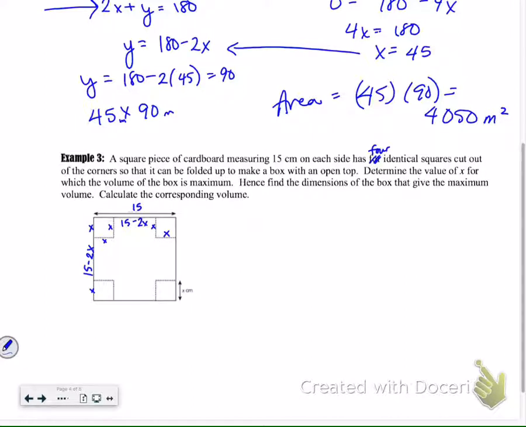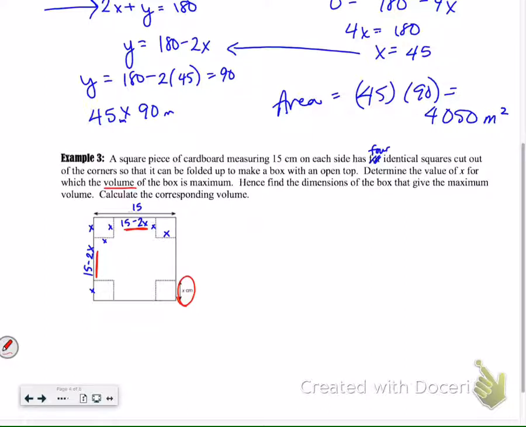The whole thing's 15, but I'm getting rid of an x on each side of that 15, so we're taking 2 x's away, okay? So here is my length, here is my width, and the height, when I go to fold the box up, is actually x. Now, why do we have to think about all of that? Because it says volume, and volume is length times width times height.